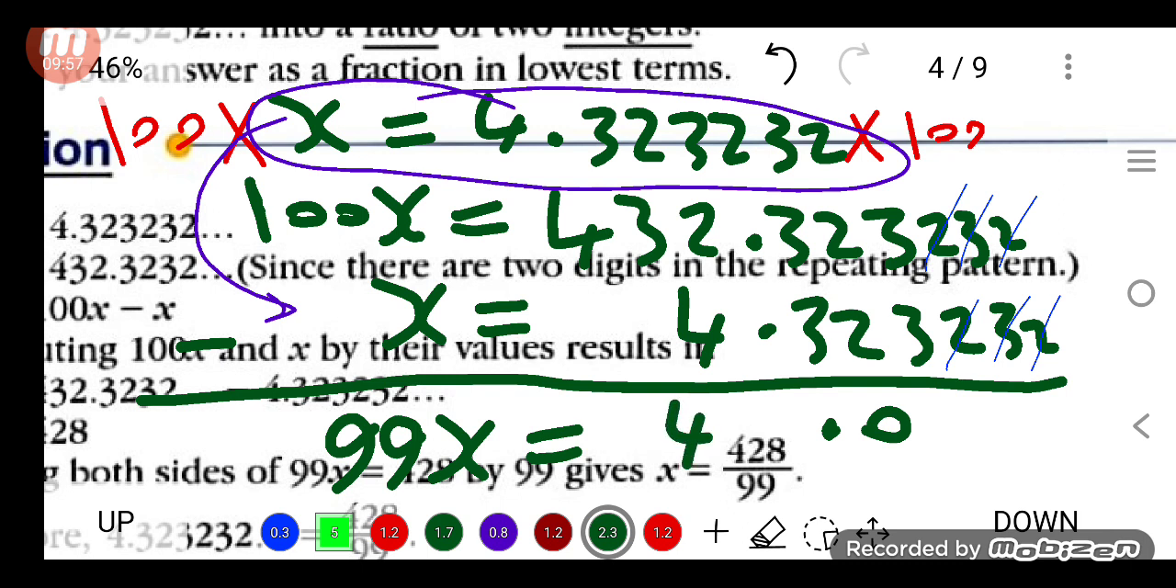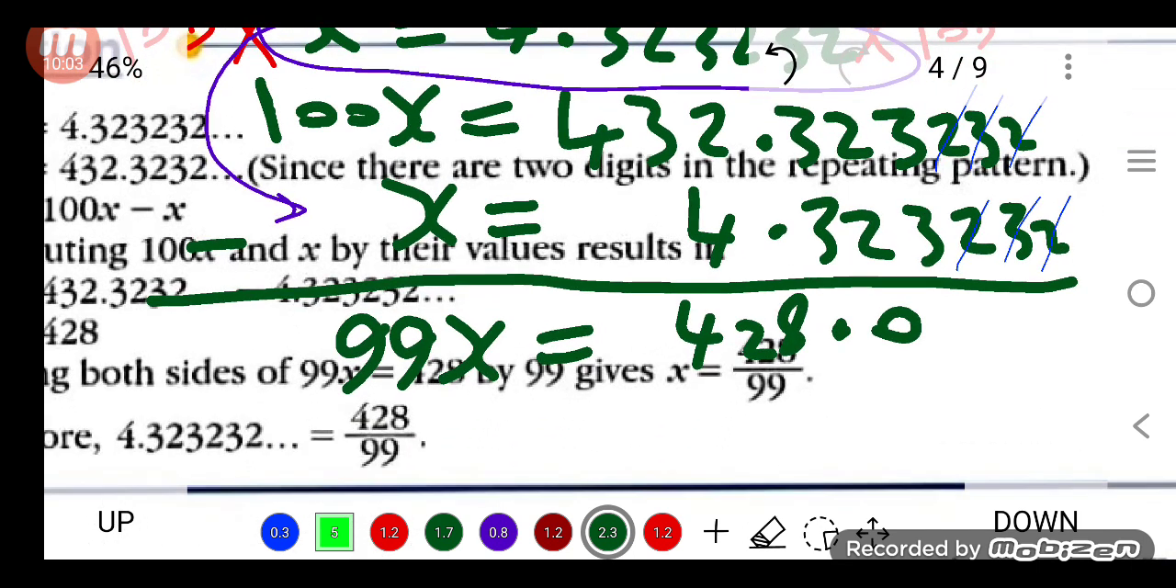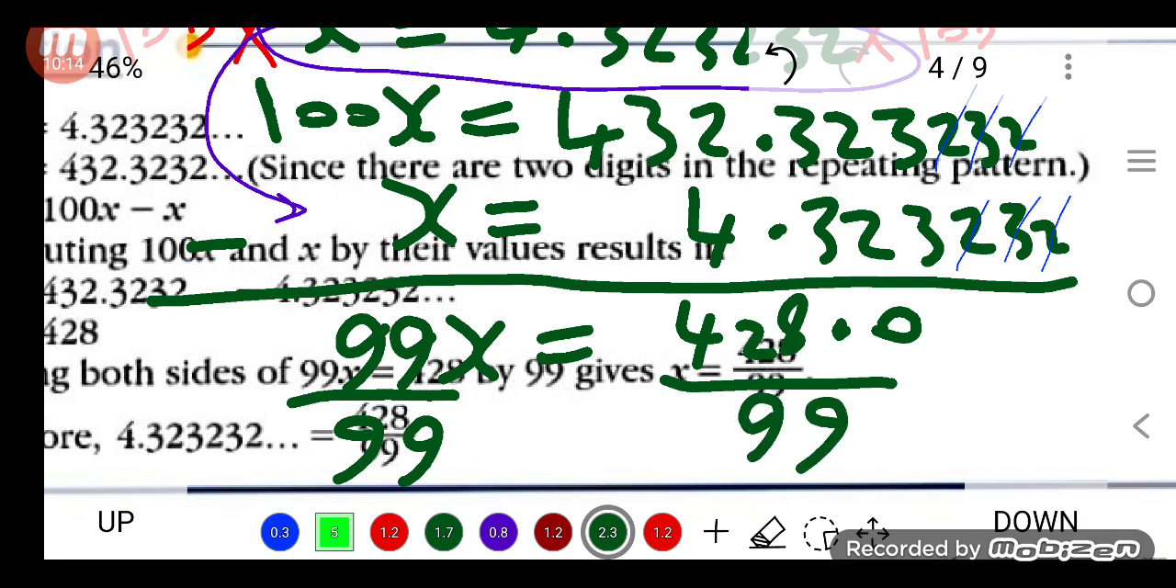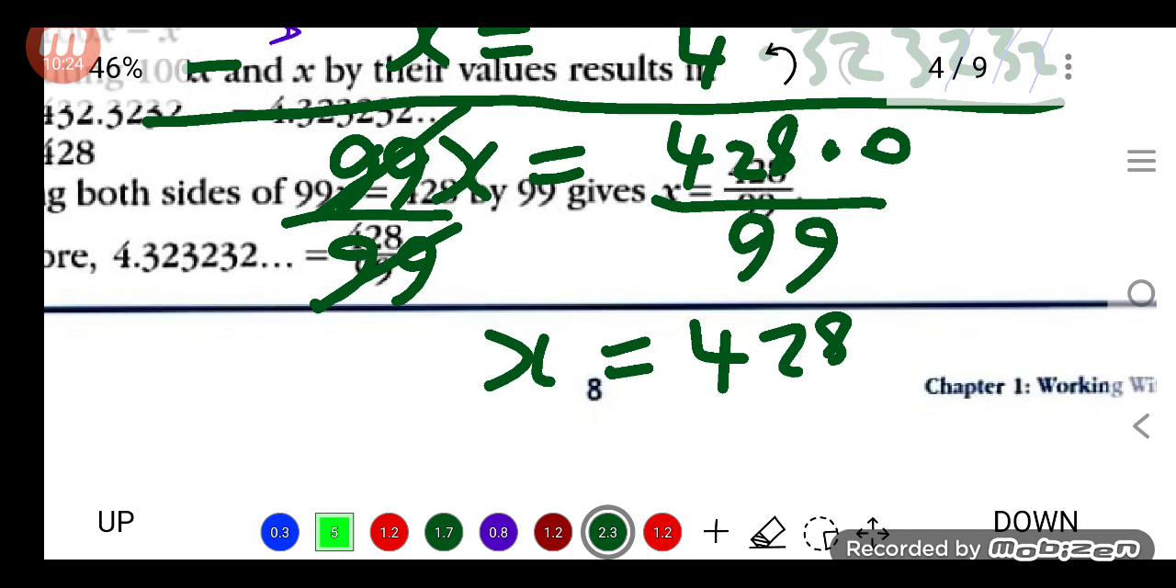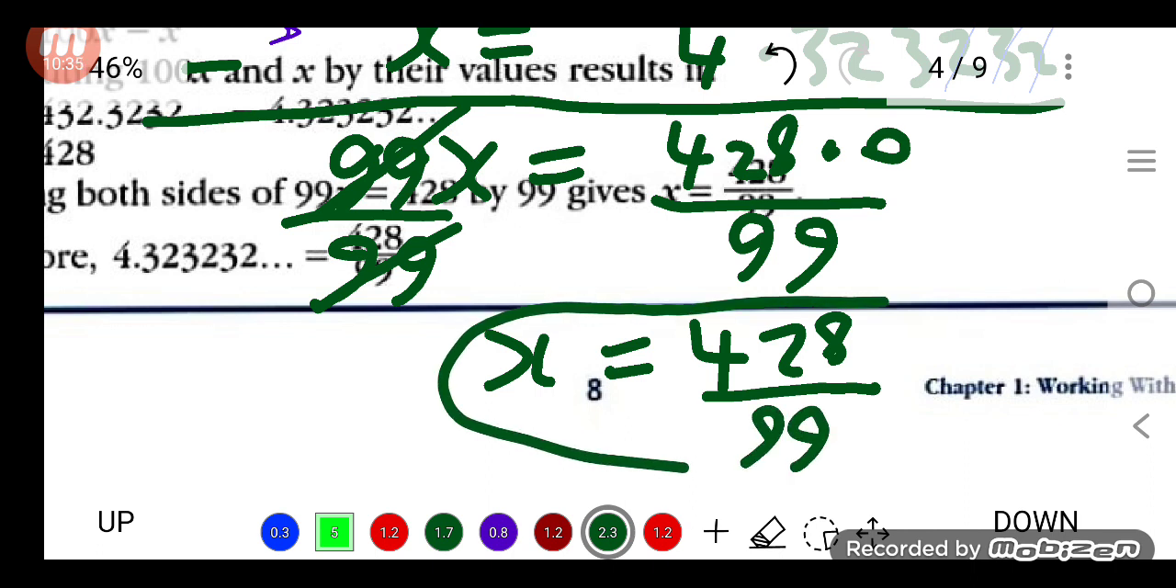So 428. Next step, you have to divide both sides of the equation by 99. Now cancel 99 and 99. You get x equals 428, because you can cancel the 0.0 as there's no effect of that point, over 99, and that is the final answer.